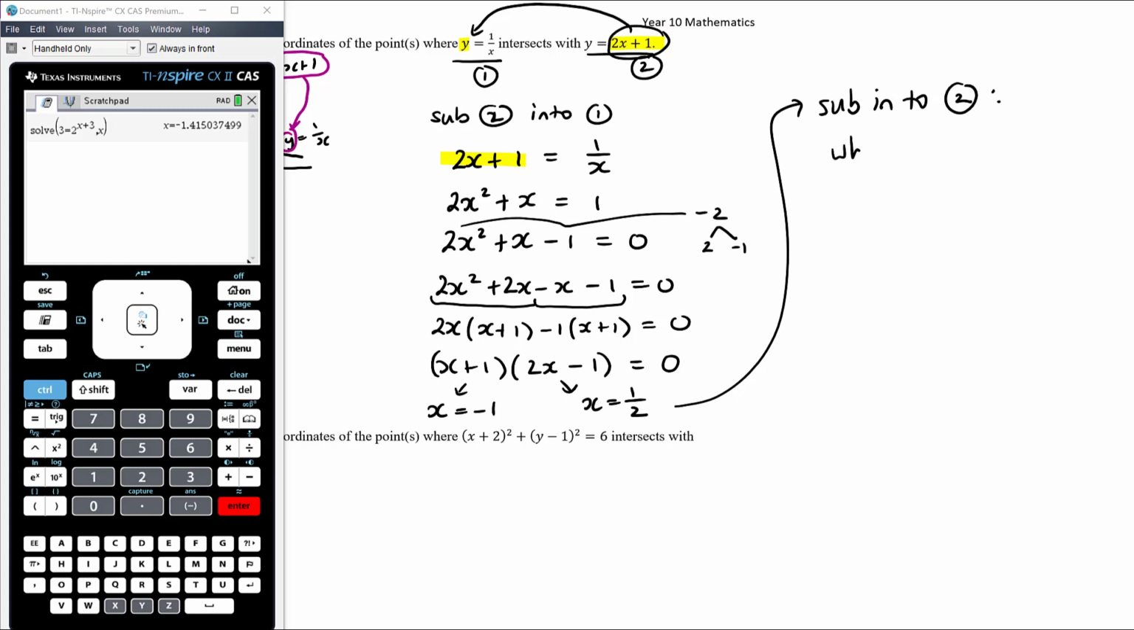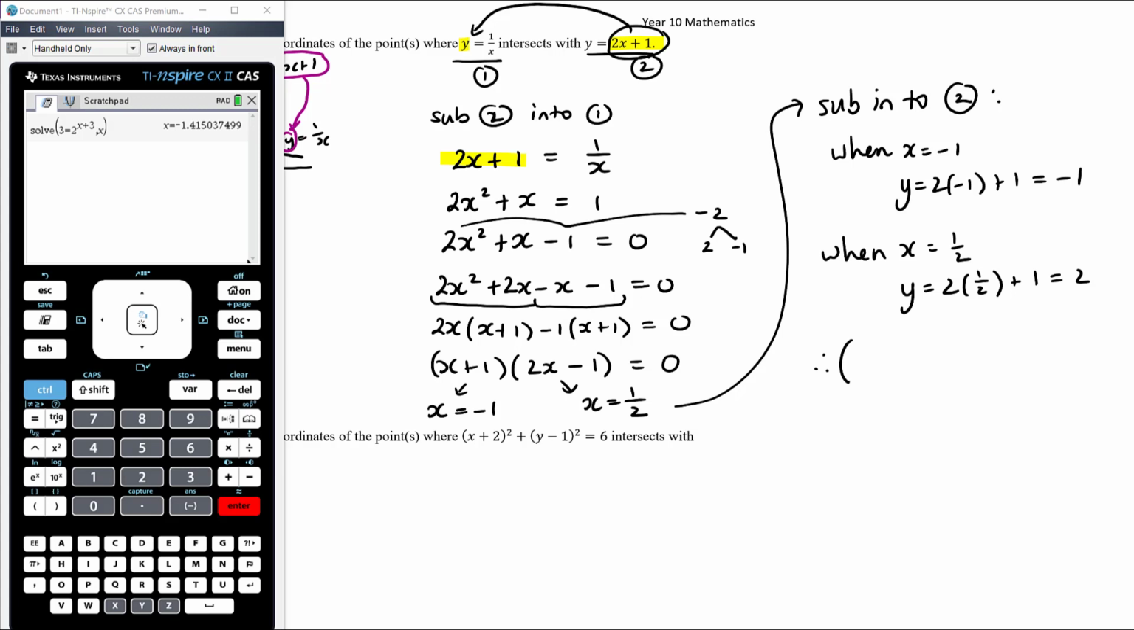So when x equals negative 1, y is going to be 2 times negative 1 plus 1. So that's negative 2 plus 1, which is negative 1. And when x equals positive 1/2, y is going to be 2 times 1/2 plus 1. 2 times 1/2 is 1, 1 plus 1 is 2. So therefore, our coordinates are going to be negative 1, negative 1, or 1/2, 2.